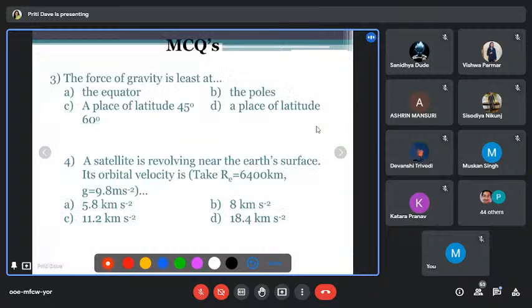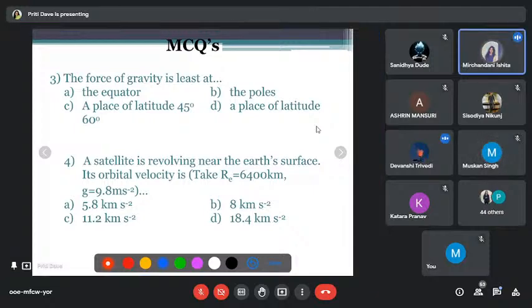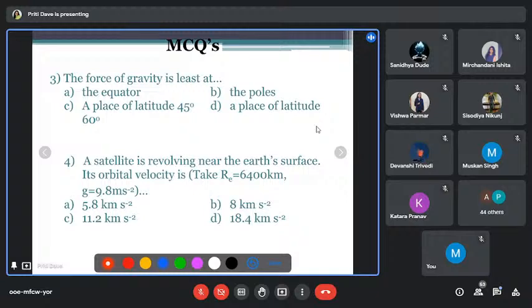Force of gravity is least at what place? Quickly now, you don't need any kind of calculation. Equator. Perfect. Equator. Perfect. Then which formula will I use in orbital velocity?